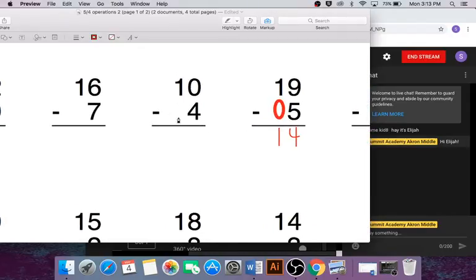10 minus 4. We start on the right with 0 minus 4. You can't subtract 4 from 0, so we go next door. We change our 1 to a 0 and our 0 to a 10. Now we have 10 minus 4, and 10 minus 4 is 6.